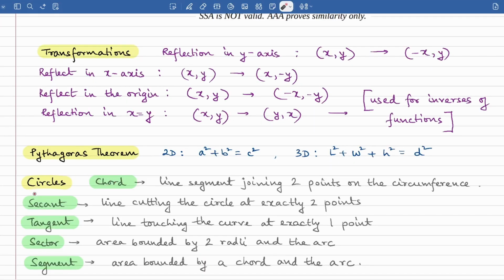Let's talk about circles now. So a few basic definitions of properties of circles. Chord is a line segment joining 2 points on the circumference. Remember, it's a line segment. If I change this to line, it becomes a secant. Then you have a tangent that touches the curve at exactly 1 point, the curve or the circle.